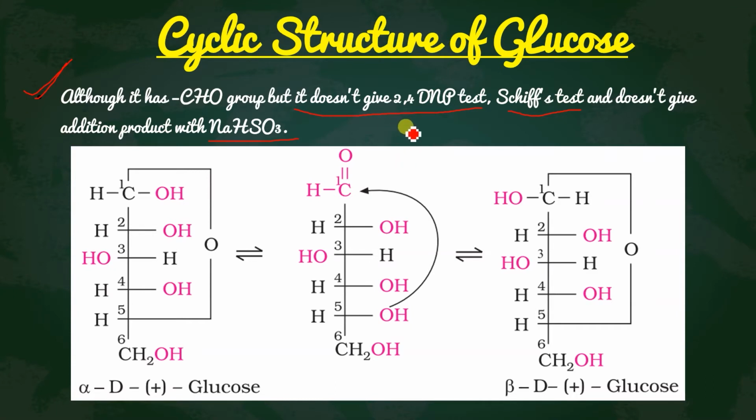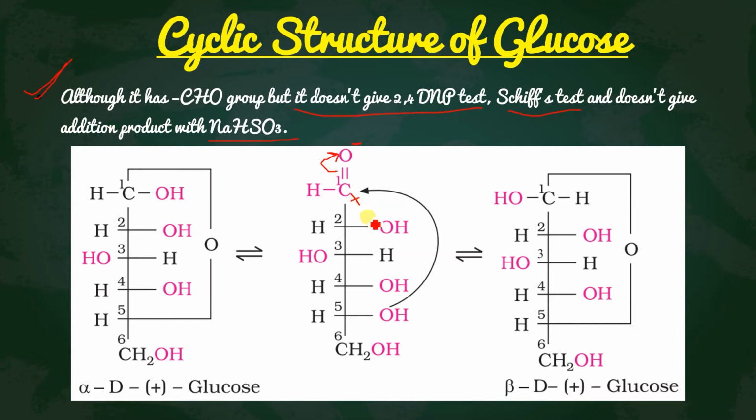Then scientists discovered through research that glucose exists as a cyclic structure. How does it make the cycle? Let's see. Here the C=O double bond is there, isn't it? What will happen? This bond is going to split, due to which this side will have an O minus, and here it will have a plus charge.